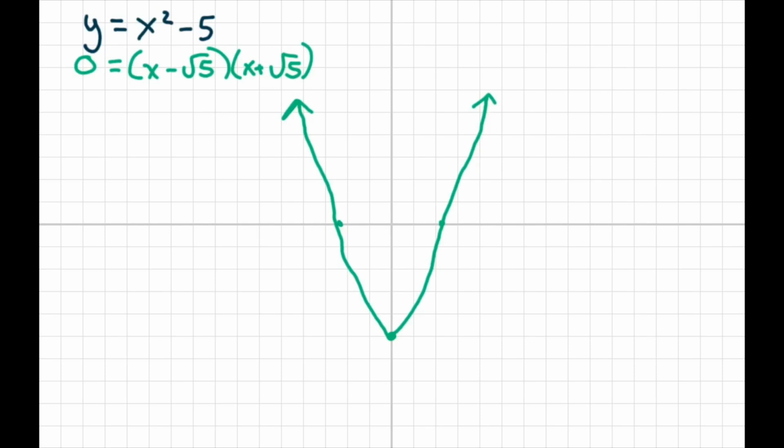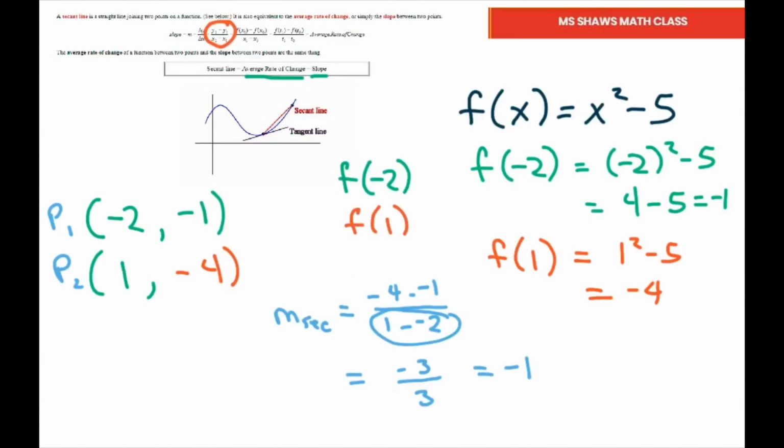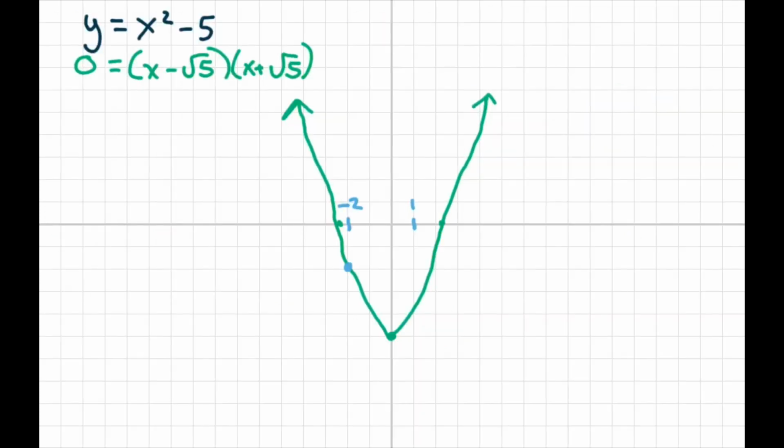Now we also have our 2 points. We're looking for negative 2 to 1. All right, so negative 2 is somewhere in here. And that was, I forgot what that was. Negative 2, negative 1. So it's negative 2, negative 1. I should have probably drawn this better. All right, and 1 goes to negative 4. So that's right here. So this was 1, negative 4.